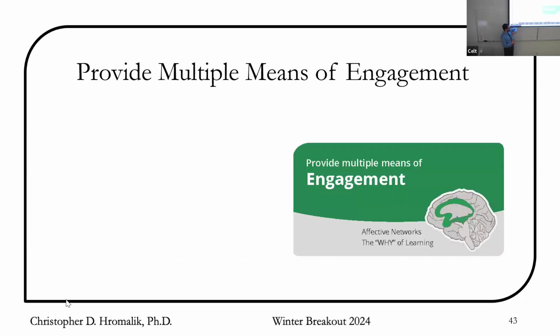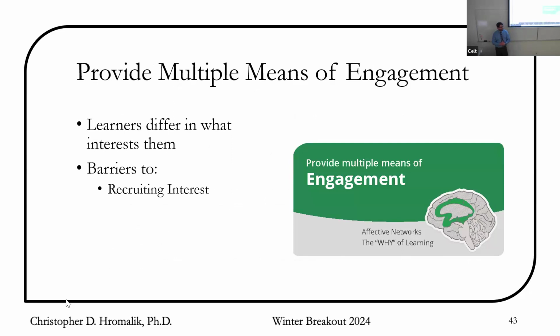So just the issue of that, real quick, we'll cover all things engagement, and then we'll begin to wrap up. First, we provide multiple means of engagement because learners differ in what interests them. So we seek to recruit varied interests, sustain students' effort and persistence, and then support self-regulation.